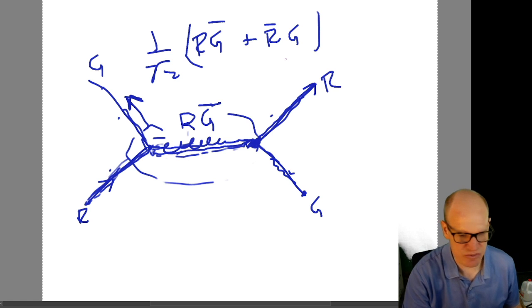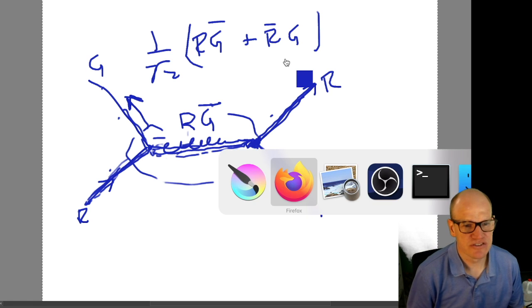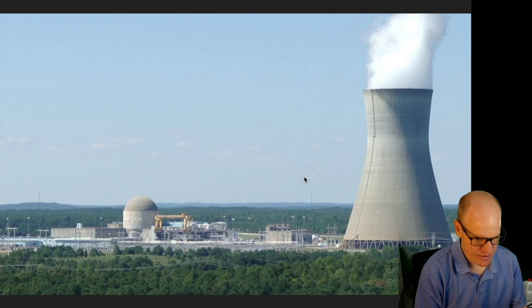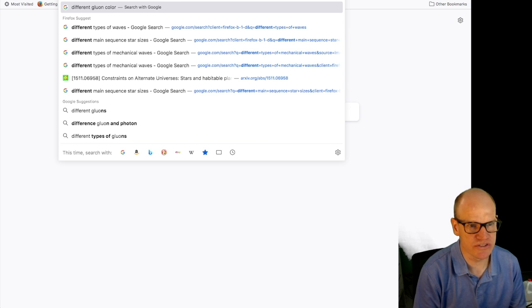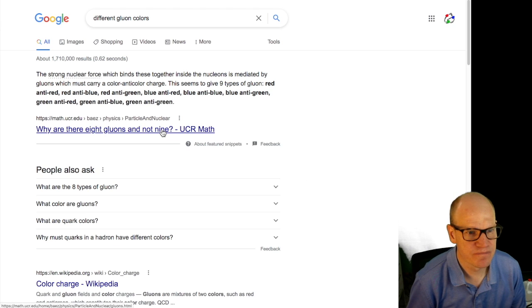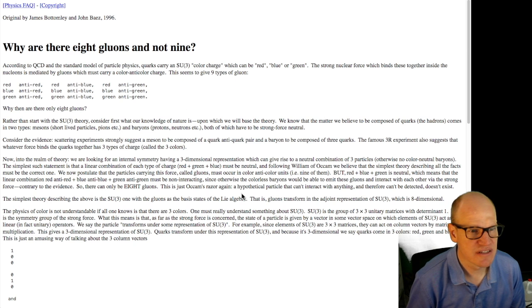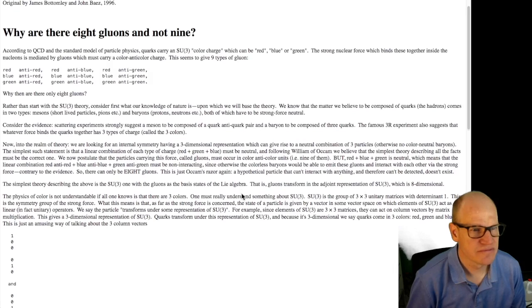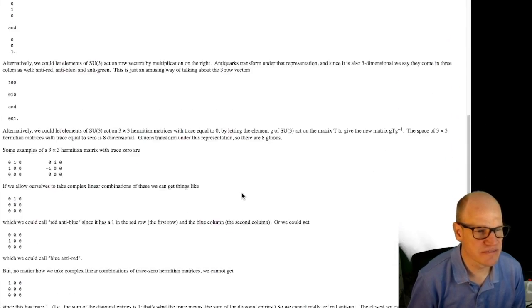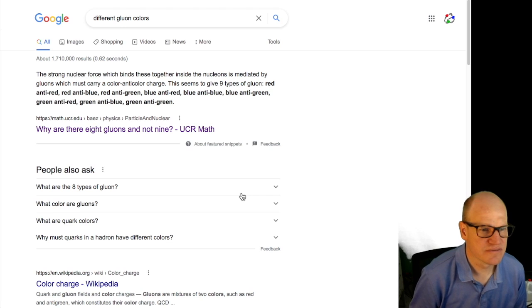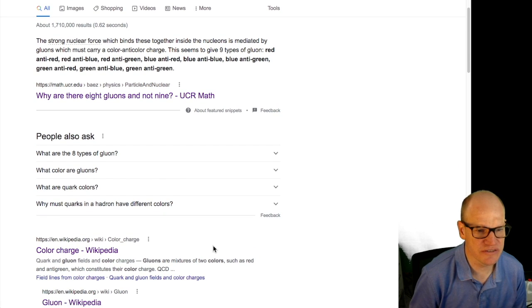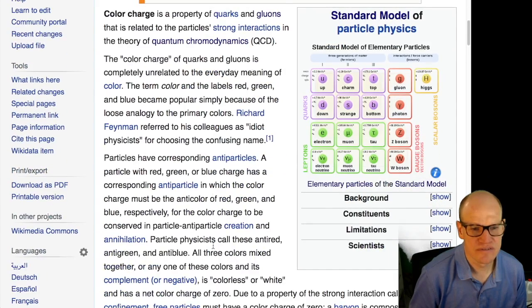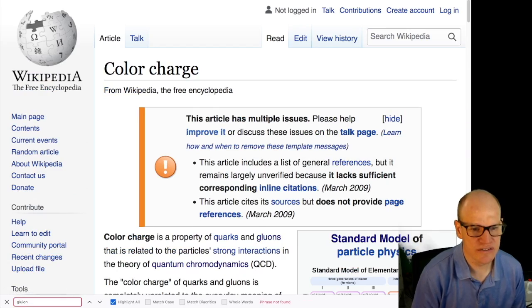Let's take a look at this and see what it actually looks like in the details. So what are the different gluon types? Different gluon colors. There are 8 of them, 8 gluons. Where are they listed? That is not helpful. Color charge. Let's see if the gluons are in here. Gluon.